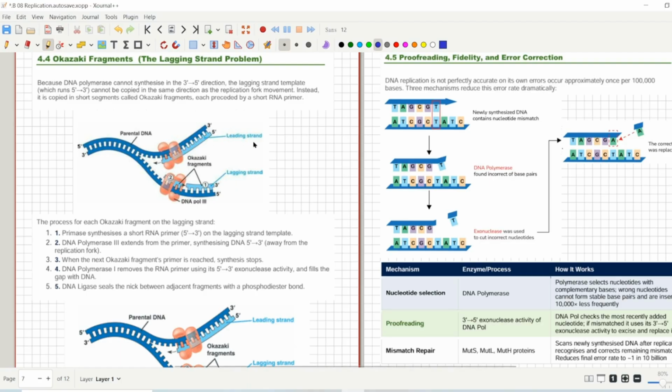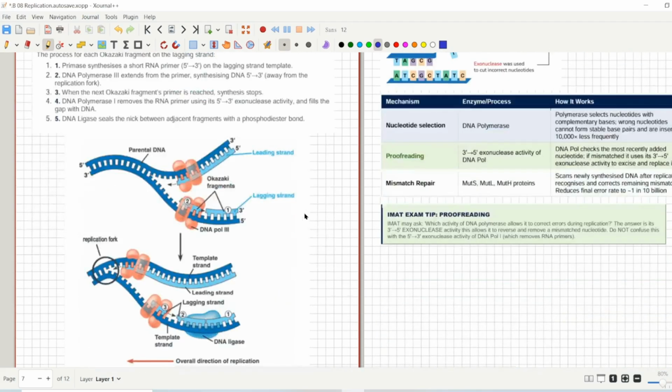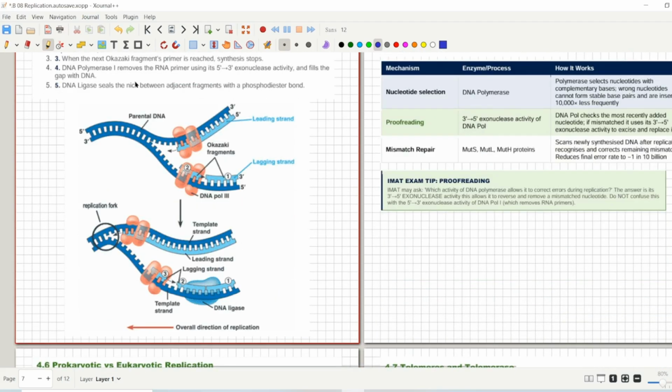As you can see here, this is the leading strand and then you have a lagging strand. Next, you can see here how replication is actually working. This is the parental DNA, this is the leading strand, and this is the lagging strand. This is how the replication fork is formed, and you can see this is continuous and the lagging strand is actually discontinuous.